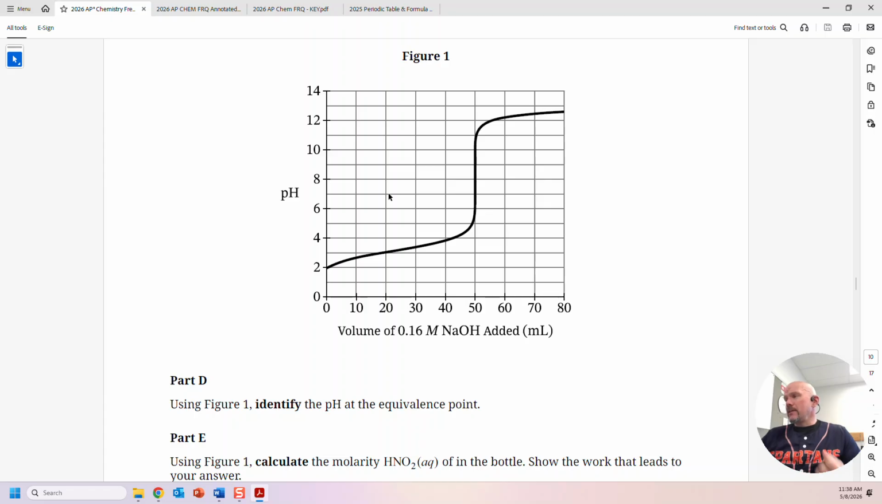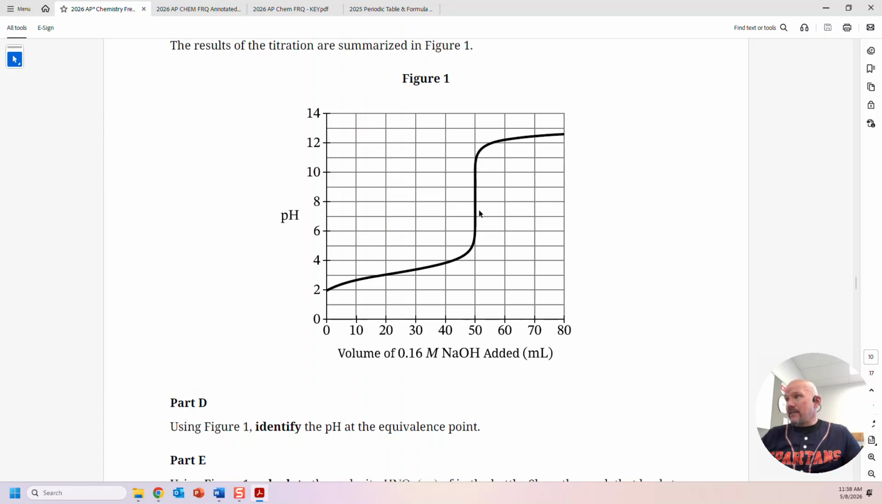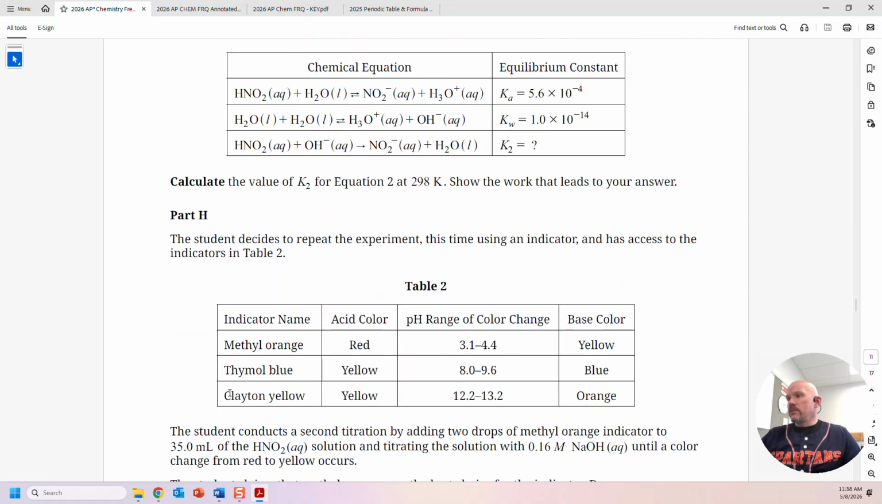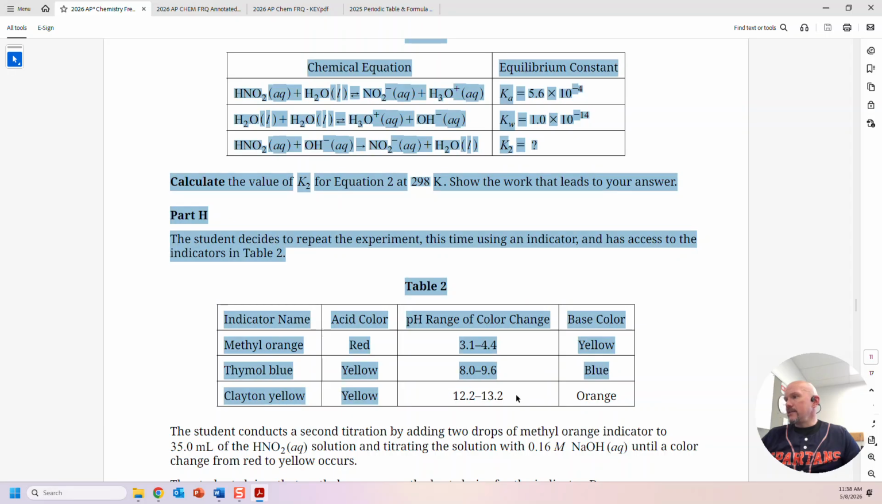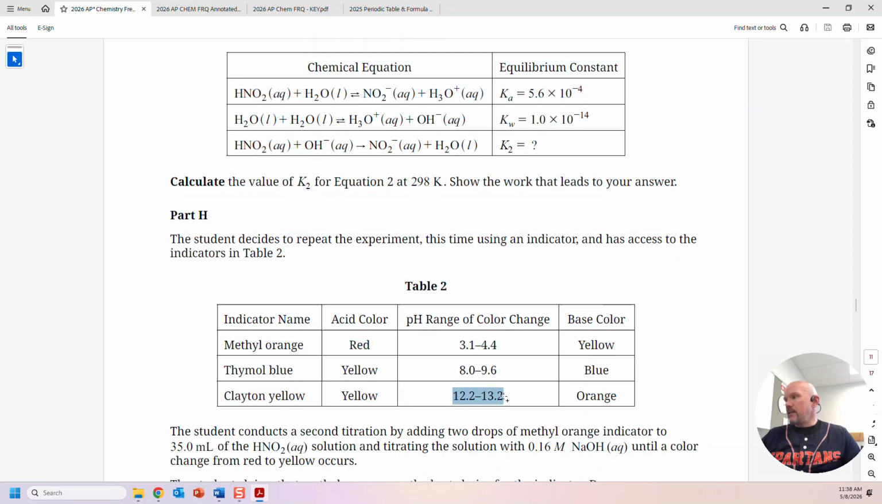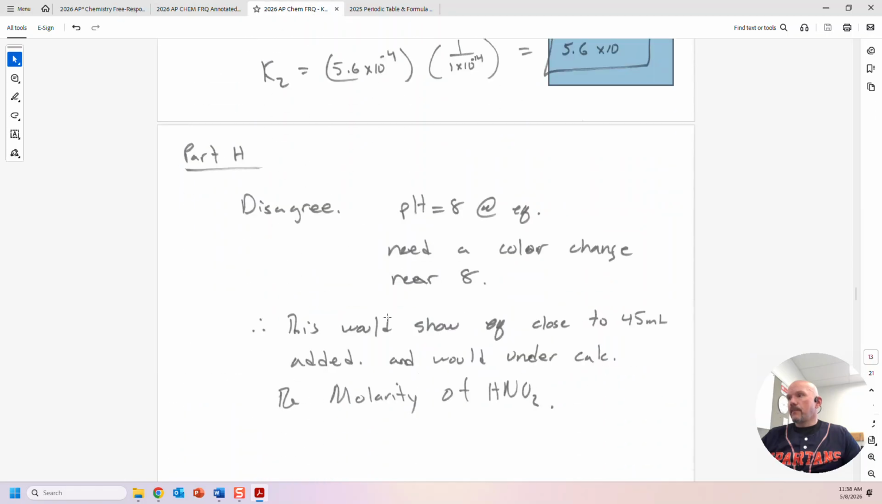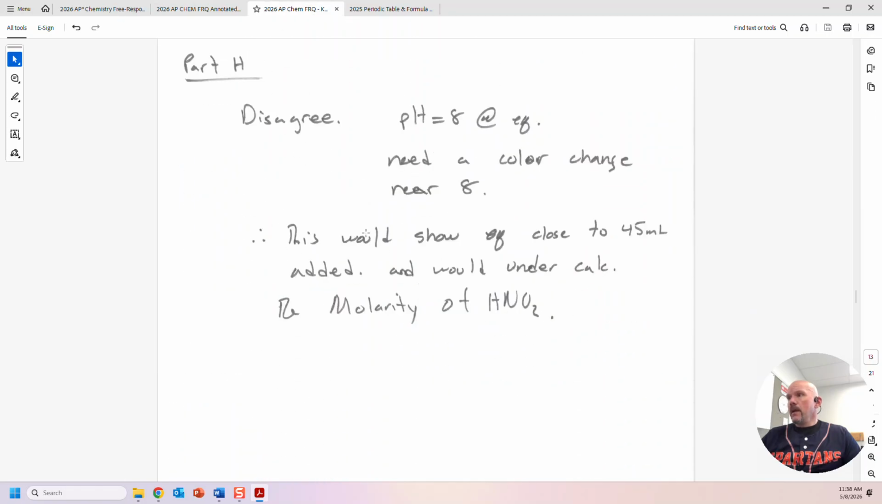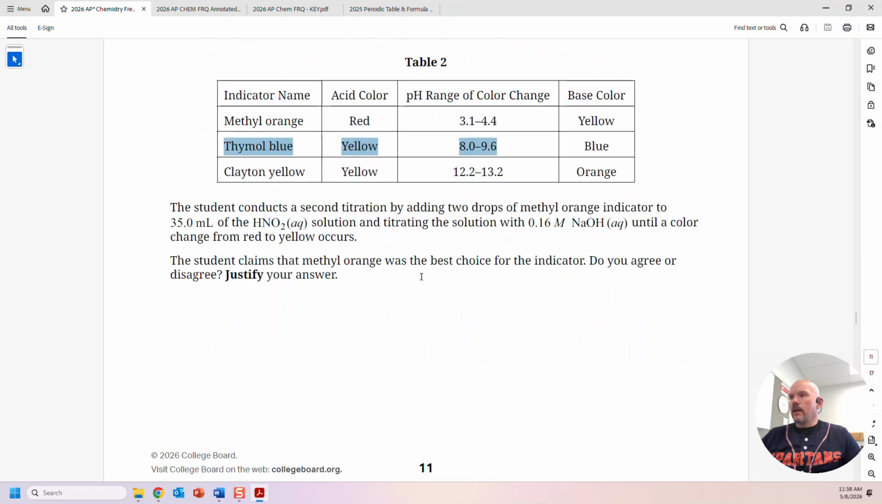So you want your indicator to change color at a pH that's as close to the equivalence point as possible. So we want the indicator to change color around 8, not down here around 4, right? And we wouldn't want to use this indicator, because that's not going to change until I'm at a pH of a little bit more than 12, right? So the thymol blue would be the best indicator, and so we disagree with the student, right? So disagree, this would show the equivalence close to 45 milliliters added and would undercalculate the molarity of the HNO2. Bad choice, okay?